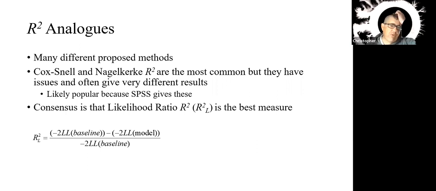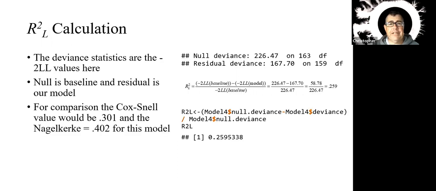The formula that you see for that value is a little scary looking. It's -2 LL baseline minus -2 LL model, over -2 LL baseline. That's actually not as scary as it looks. -2 LL is just a chi-square statistic, and in fact, these are chi-square statistics that we already have. So the deviance statistics are the -2 LL values here. That's just those chi-square values. Null is the baseline model, and residual is the one for our model.